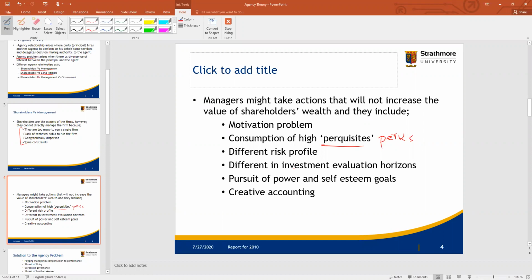Then you have the case of what we call difference in risk profile. Now, what does this mean? Risk profile. In most cases, in finance theory, we say shareholders are risk-averse persons. They are risk-averse investors. What does risk averseness imply? When you say that shareholders are risk-averse, what does it mean?